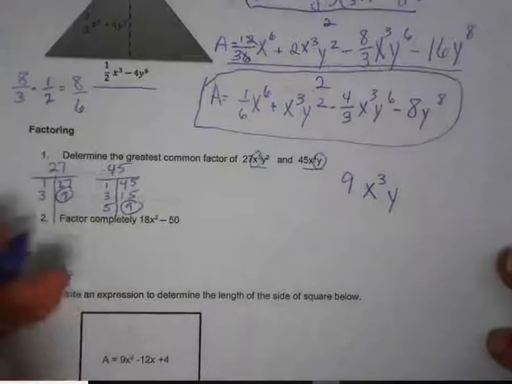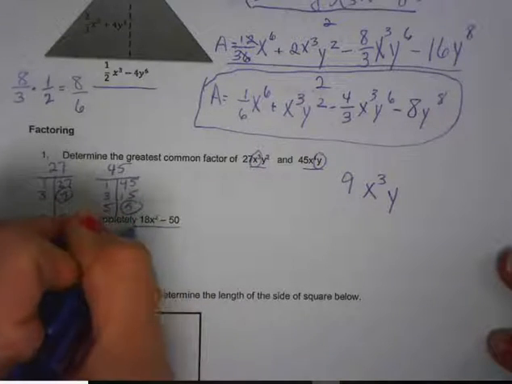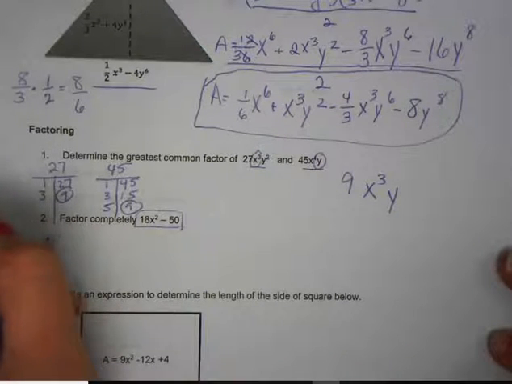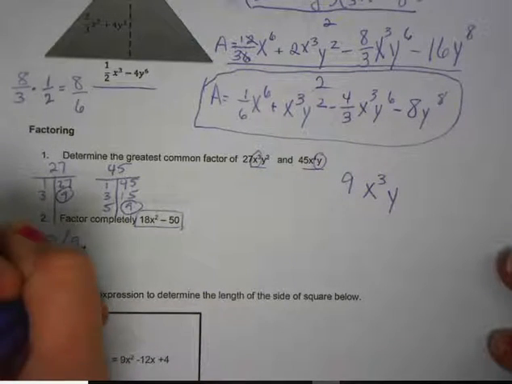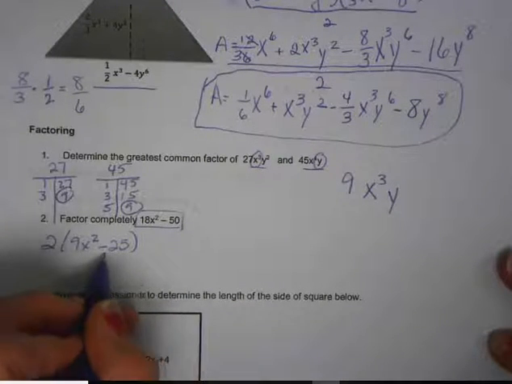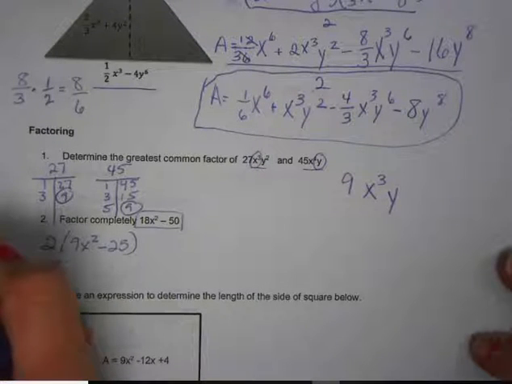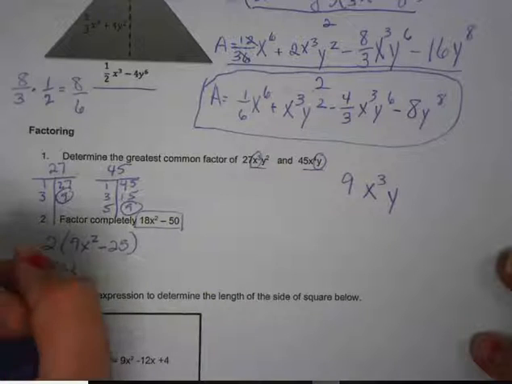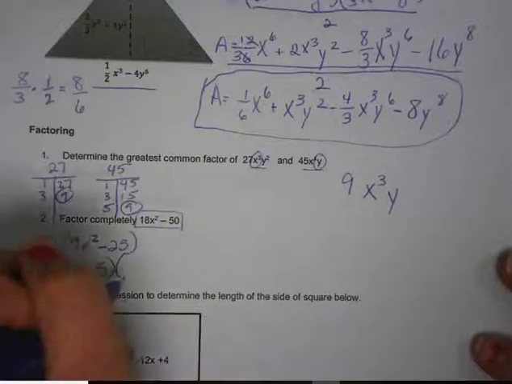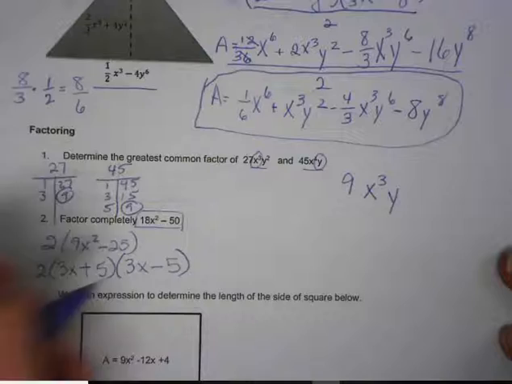The next one we have is 18x squared minus 50. Now, we want to factor this completely. We notice that these are both even. Neither of them are perfect squares, but if we divide them both by 2, we'll get 9x squared minus 25. Those are both perfect squares, and remember, when we have a difference of squares, we're just going to take the square root of the first one, so we have 3x, and the square root of the second one, and add them. And then our second term will be the square root of the first minus the square root of the second. And that's all there is to that.